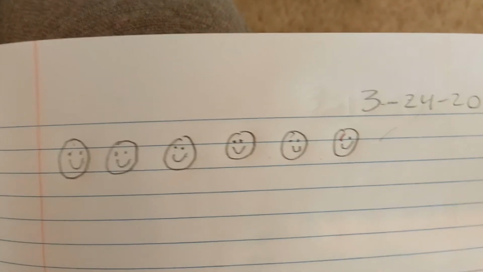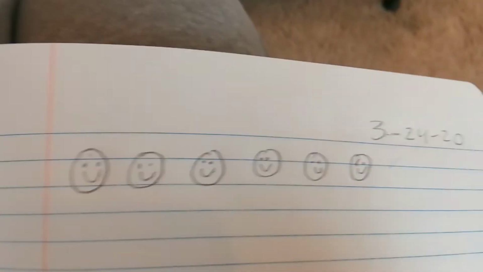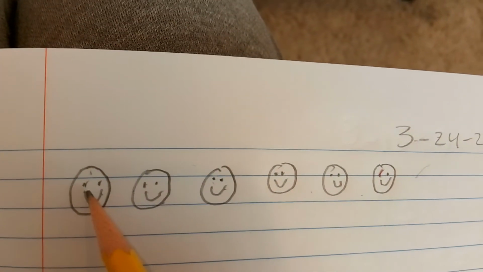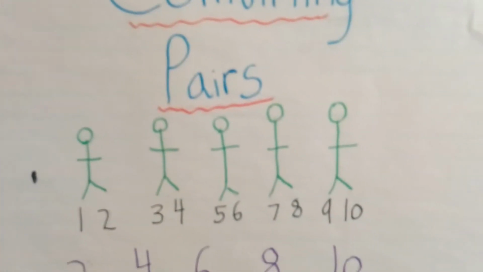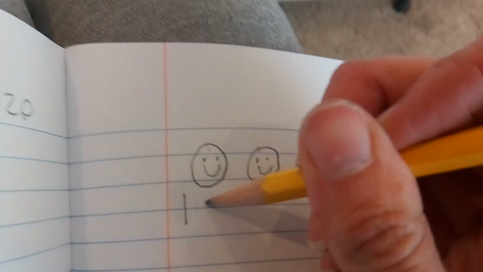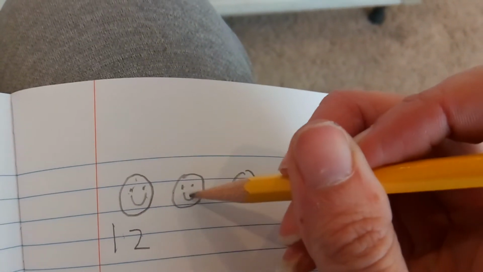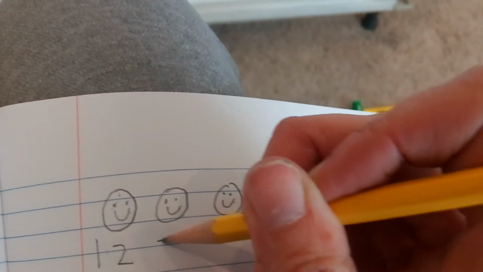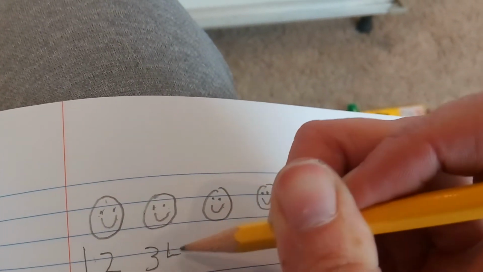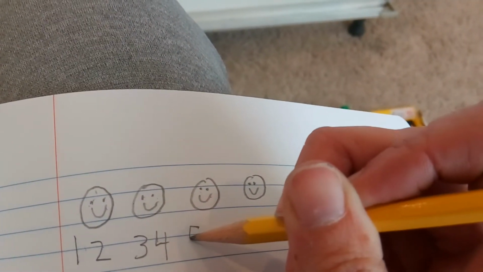But that still doesn't give me my answer, because remember the question is, how many eyes are there in a group of 6 children? So those are 6 faces, but I see that one child has how many eyes? 1, 2. So what I can do, kind of like my first strategy up here with the humans, is I can count by ones to make life simple. So I'll do 1, 2, because I know one person has 2 eyes. Now I can count on 3, 4. Ready? 5, 6. So I'll write those down because I'm counting by ones.